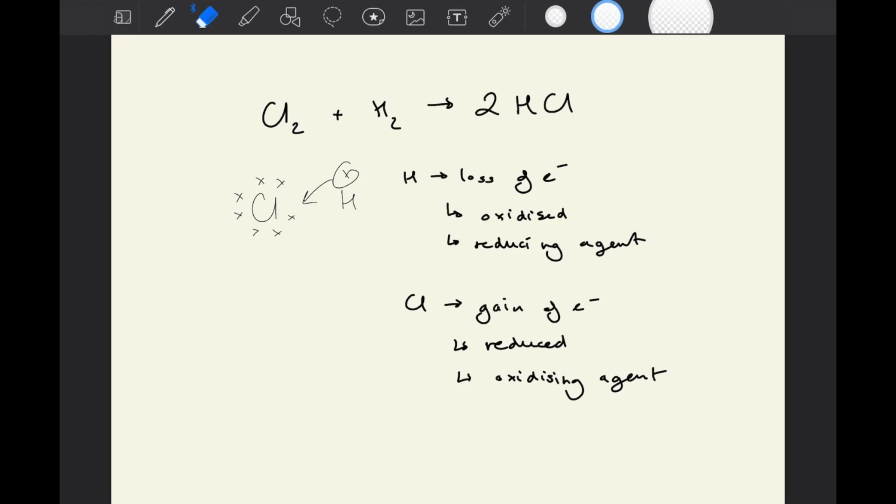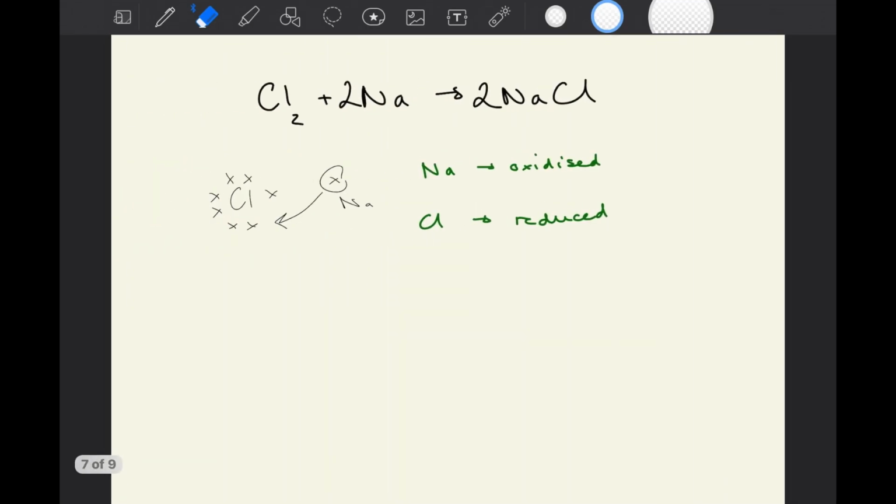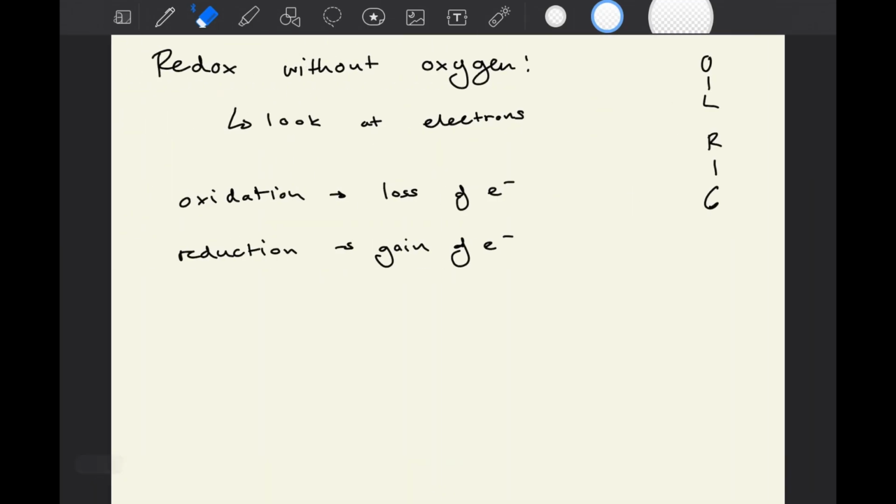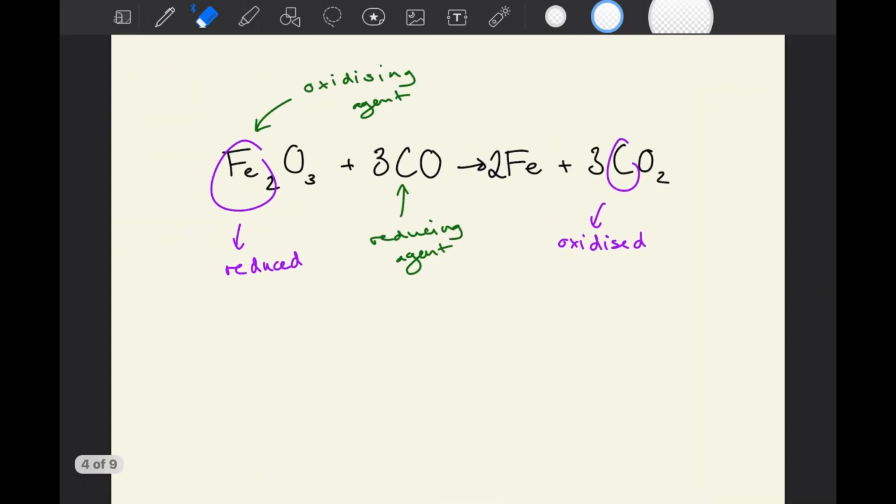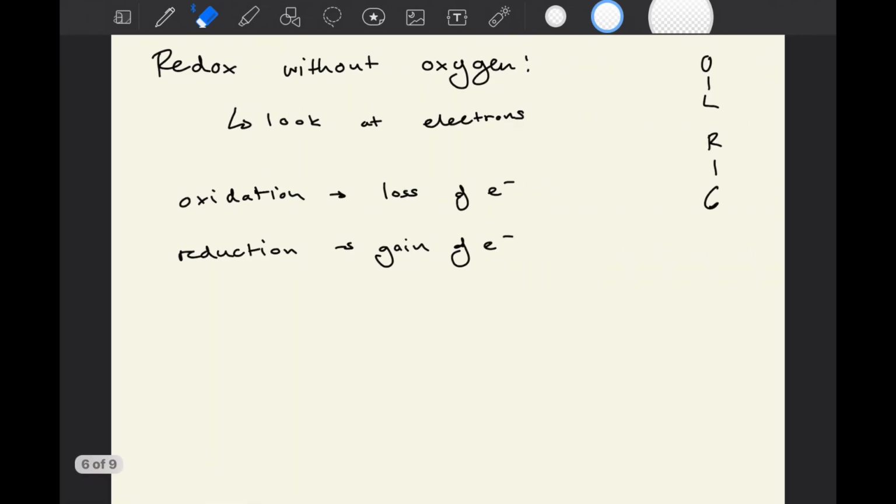Alright, so that was it for redox reactions for today, and I hope you understand what it means to have redox with oxygen and what it means to have redox without oxygen. And remember, OIL RIG, just in case.